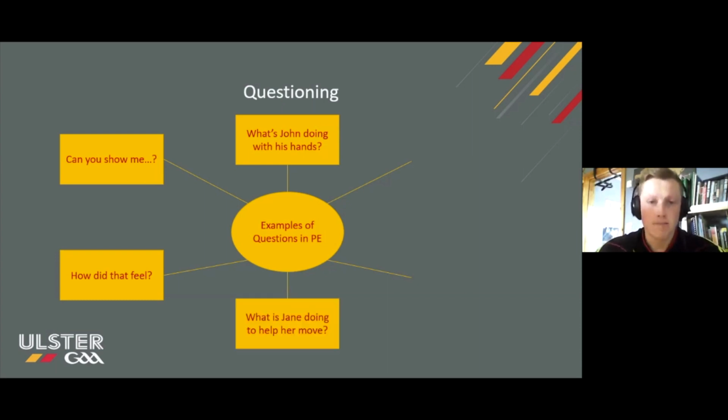One of the things we touched on a bit earlier is the question of what John is doing with his hands, and what Jane is doing to help her move. So you're using a bit of technical language, trying to get the skill points across, the coaching points from the actual skill you're doing. Say with John, it's the hand pass in Gaelic football. What's he doing with his hands? He's holding the ball out in one hand, the other hand's coming back and moving through. So you're getting the children to explain to you what's happening instead of you explaining to them.